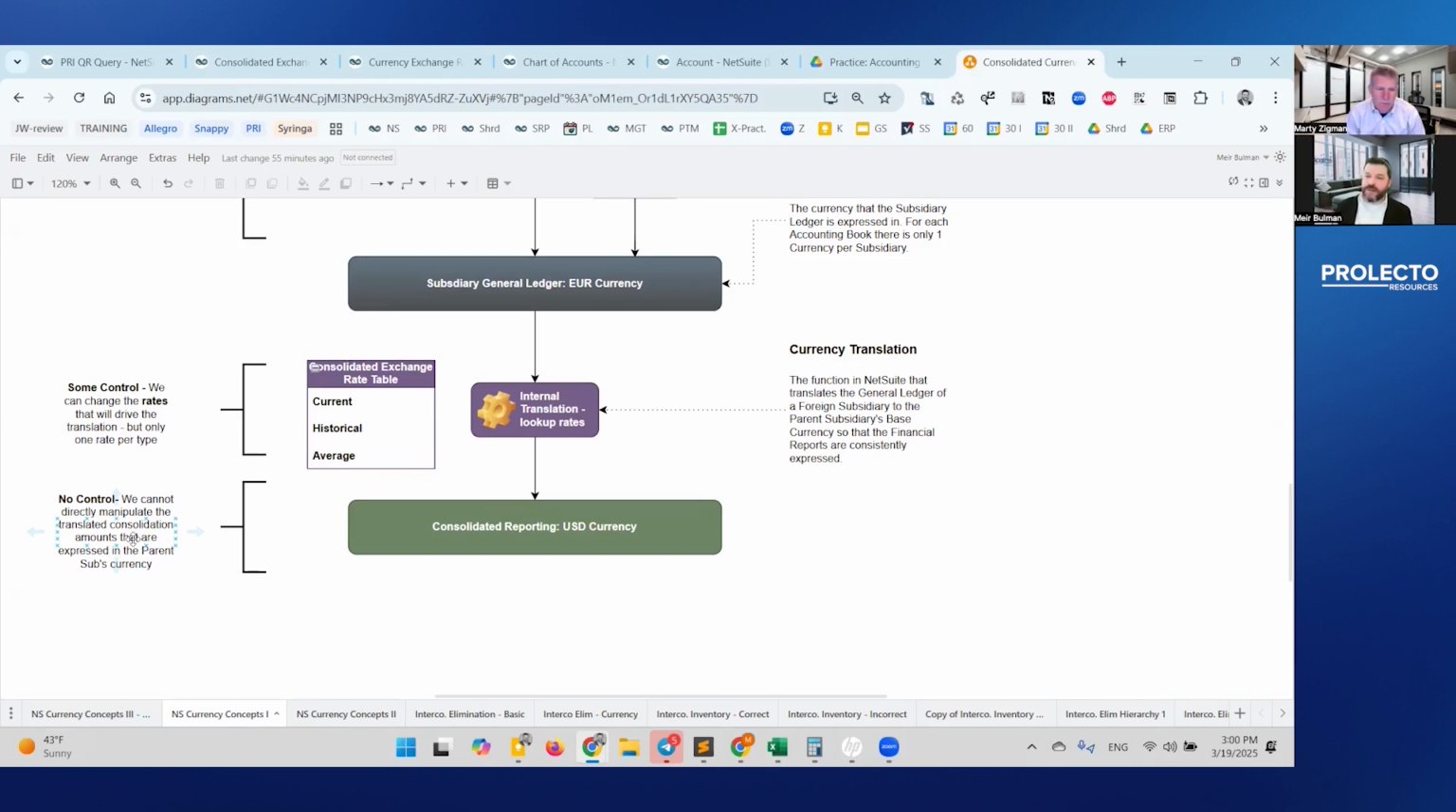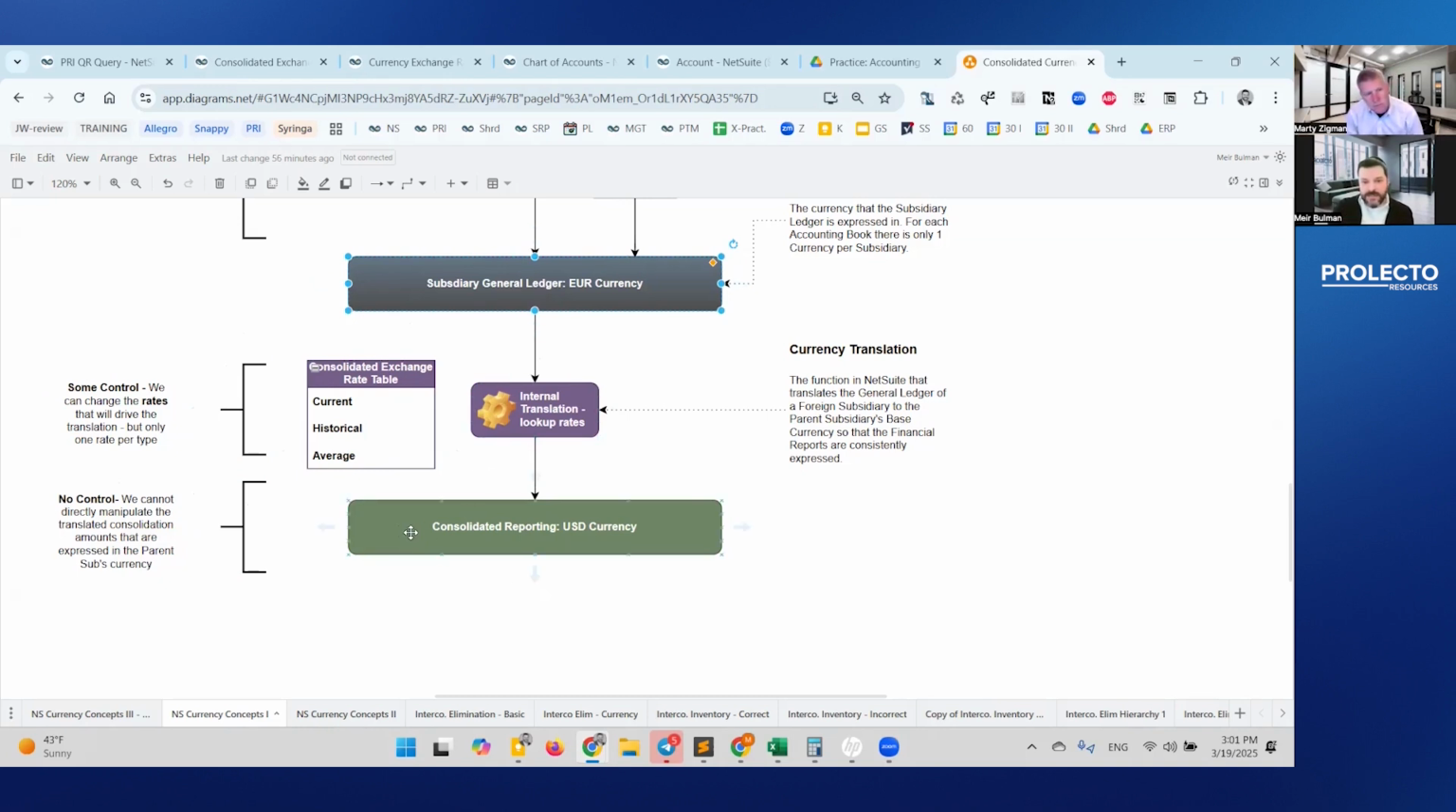But the only direct control I have is over the actual numbers that are sitting in the Euro ledger. I have some control here. I have the most control here. I have some control here, and I have no control here. In other words, this is simply a function of working my way backwards from what NetSuite has done, looking up these rates to the numbers in my ledger. So just that awareness helps open my mind. Okay, how do I have to solve this?